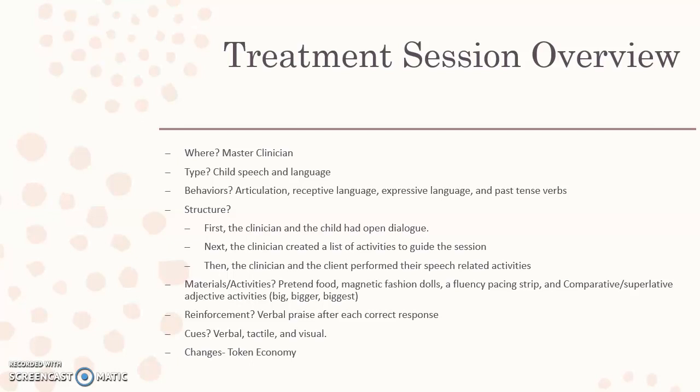The materials and activities used were pretend food to teach the client the difference between the words ate and eat, of which ate is a past tense verb of eat. They used magnetic fashion dolls to describe the different clothes and to have some open dialogue. The child used a fluency pacing strip because she talked very fast and you could hardly understand her, so it was used to get her to slow down.